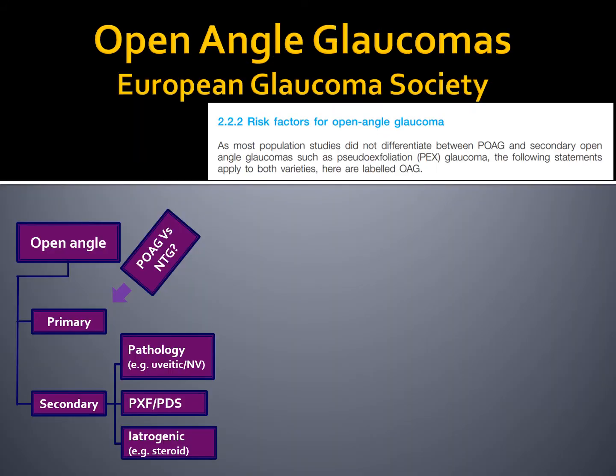So let's have a look at this again. They do state that, this is taken straight out of the European Glaucoma Society document, as most population studies, this is a qualification of how they came up with this particular classification. As most population studies did not differentiate between POAG and secondary open-angle glaucomas such as pseudoexfoliation glaucoma, the following statements apply to both varieties. Here they are labelled as OAG.